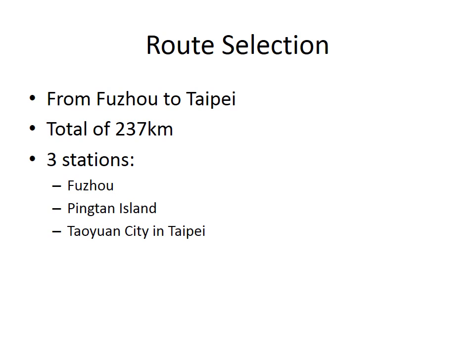First of all, we need to select our route. From Fuzhou to Taipei, the total distance is 237 kilometers. We are going to have 3 stations in total. The first one will be Fuzhou on the city side, the second will be on the island called Pingtan, and the final one will be in Taoyuan city, which is in the Taipei center.